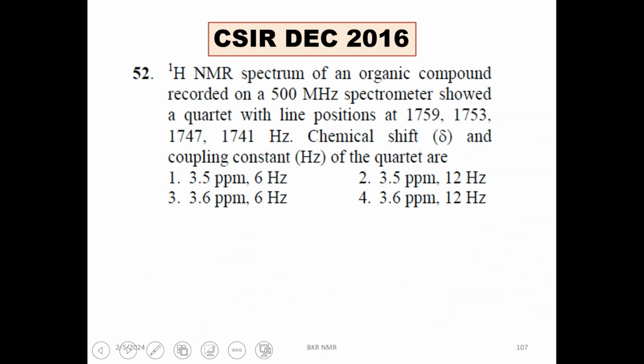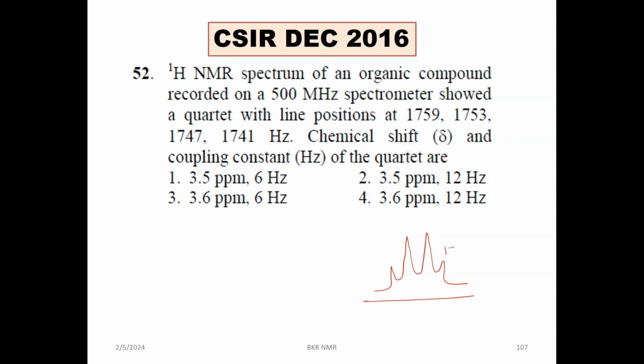They are saying that the proton spectrum of an organic compound is recorded on a 500 megahertz instrument, and they get a quartet with line positions at 1759, 1753, 1747, 1741. They're asking for the coupling constant and the chemical shift. So this is the quartet. Let me draw the quartet first. Okay, so they've given it in hertz.